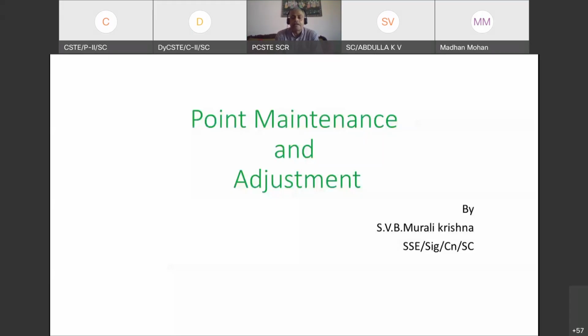With this request, I think this is one of the very relevant topics. Still, we are finding that points are failing due to poor adjustments and all these things. And I hope Mr. Murali Krishna will be able to throw light on all aspects of point maintenance and adjustments, including these TWS points, which are coming now in a big way. And in maintenance, there are some issues. I hope those points will be touched upon during this presentation.